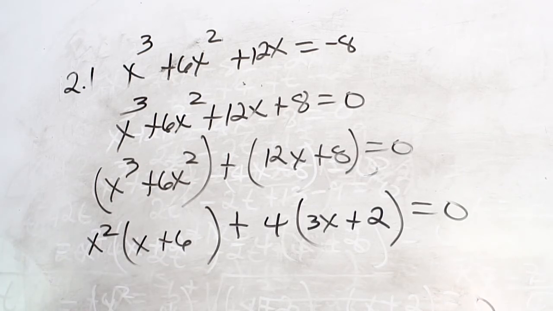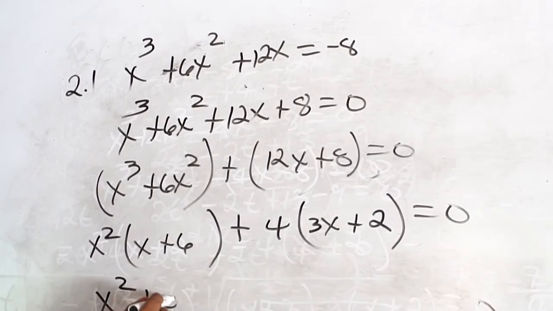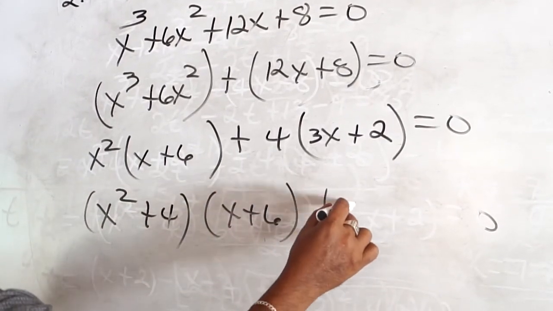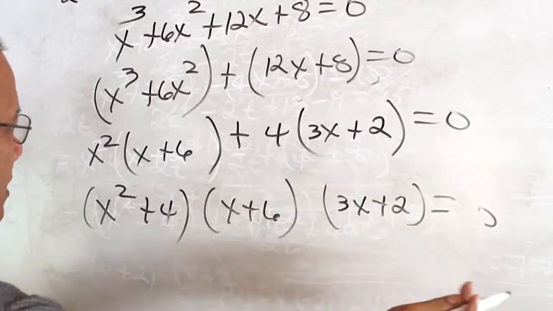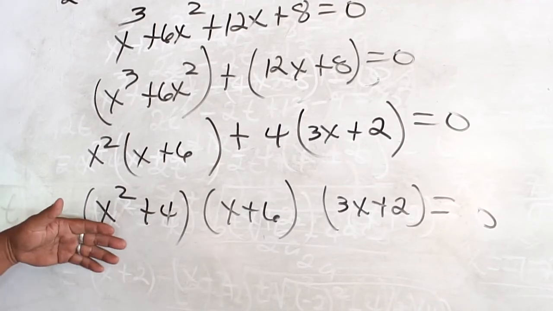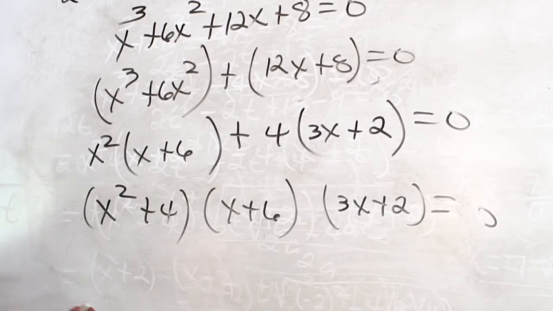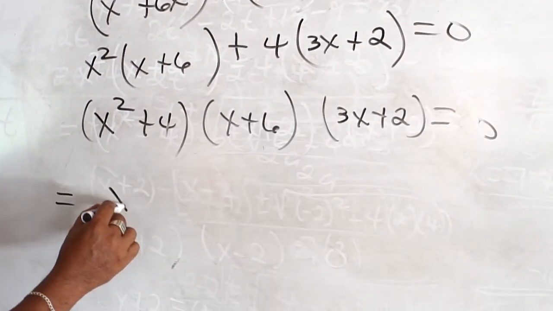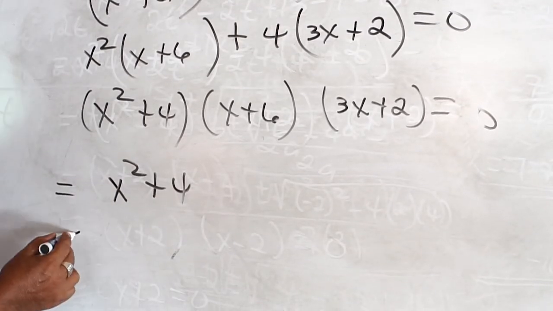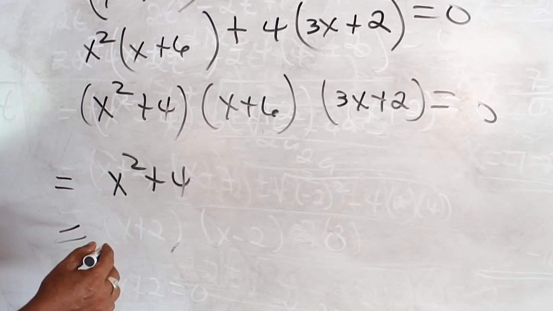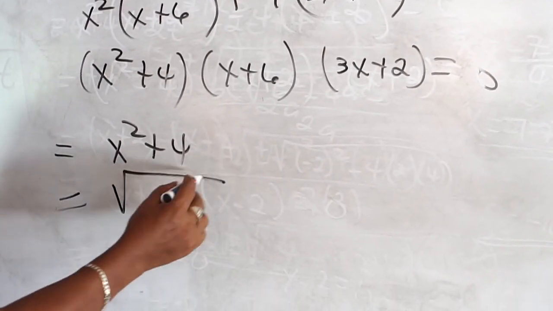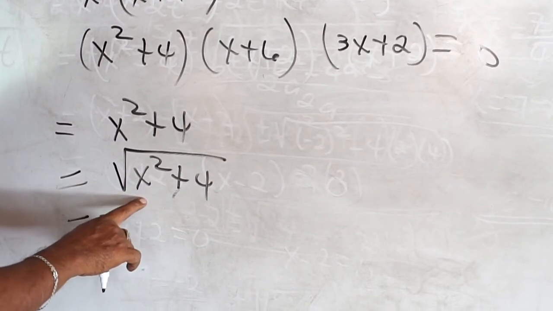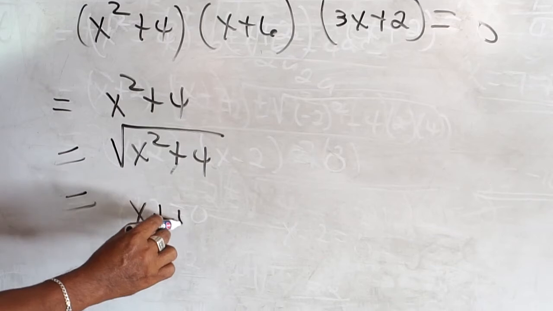Then regroup the common factors. We have x squared plus 4, then x plus 6, then 3x plus 2. Since the results are different terms, you have to equate the resulting factors to 0. So we have x squared plus 4. To eliminate the exponent of 2, replace it by the sign of radical. So the square root of x squared plus 4 gives x, and the square root of 4.